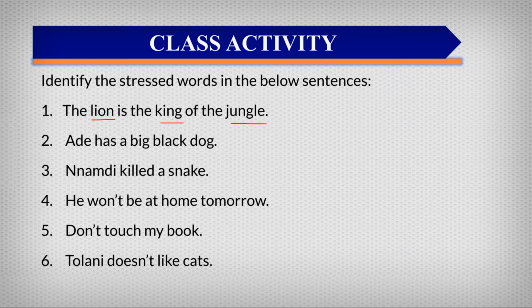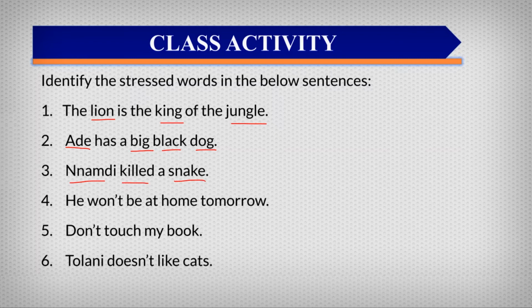Ade has a big black dog. The stressed words are Ade, big, black, dog. Sentence 3. Nnamdi killed a snake. The stressed words are Nnamdi, killed, and snake.